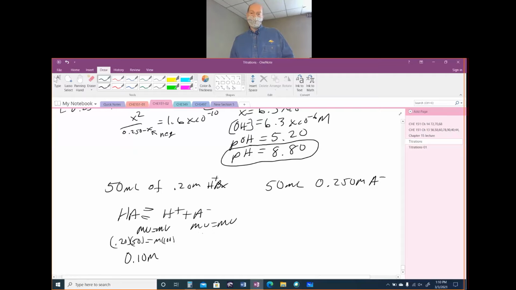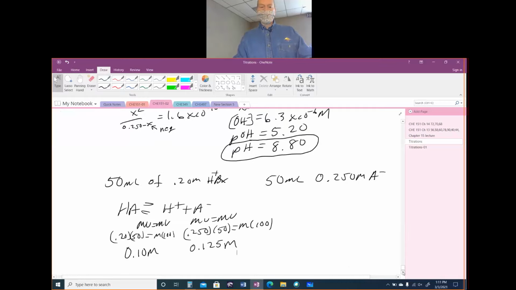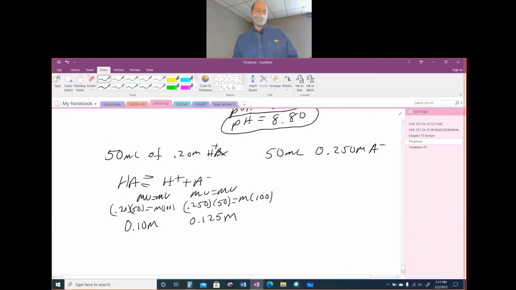Same thing for your A minus. A minus was 0.250. The volume was 50. What is the molarity now that the volume is 100? And that is half of the initial, 0.125. All right, so you have your after mixing concentrations.